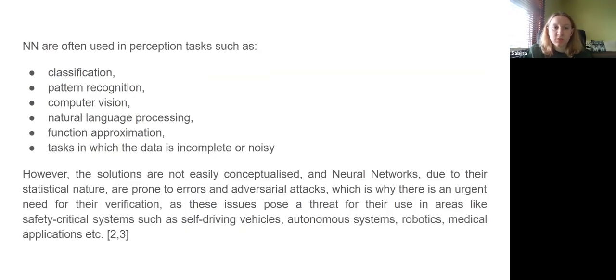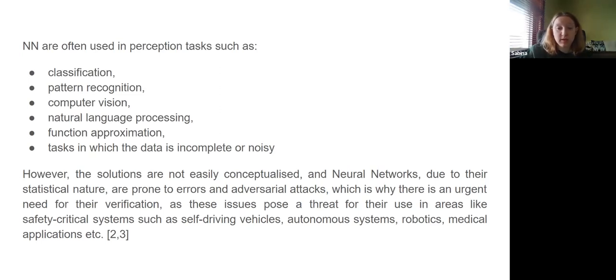And neural networks are used in loads of different tasks, such as classification, pattern recognition, computer vision. Essentially tasks where the data is incomplete or noisy, neural networks are perfect for those. However, the solutions that the neural networks come out with, they're not easily conceptualized. So what we mean by that is we actually don't know how a neural network can arrive at a particular answer. And due to their statistical nature, they are prone to errors and adversarial attacks. Which is why there is an urgent need for verification, as these issues will pose loads of threats to areas such as self-driving vehicles, autonomous systems, robotics, medical applications.